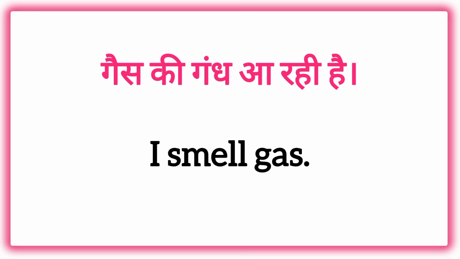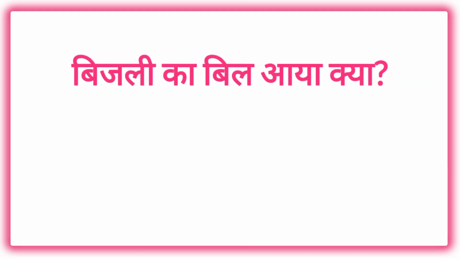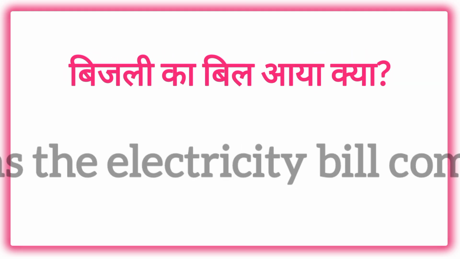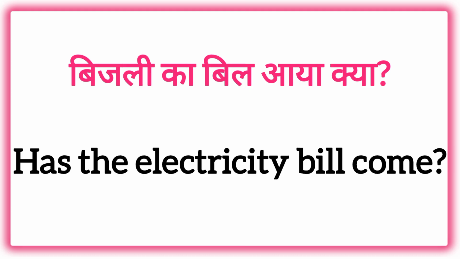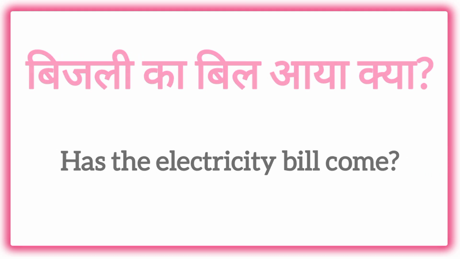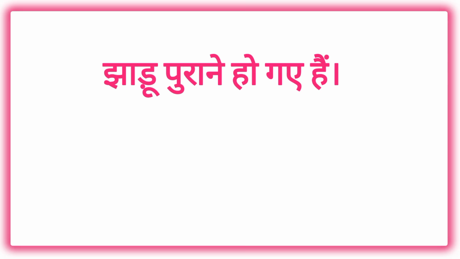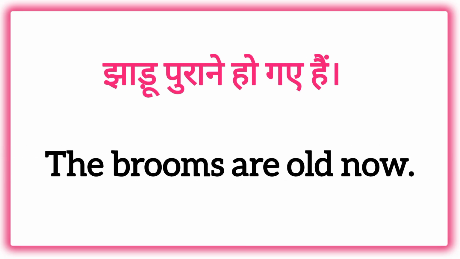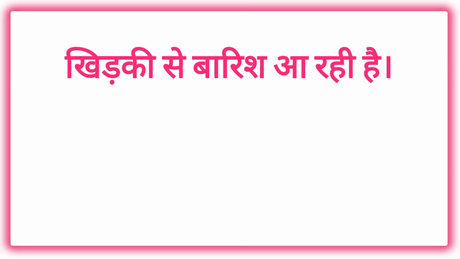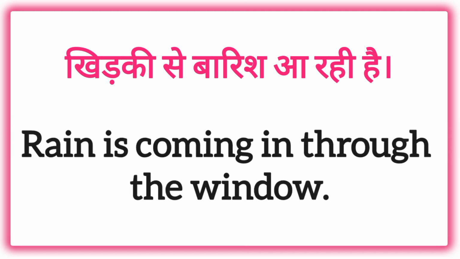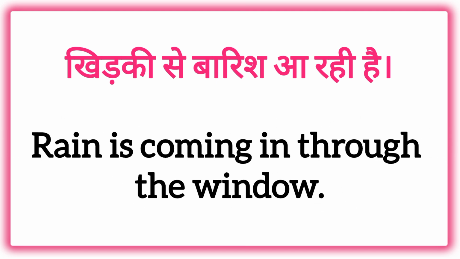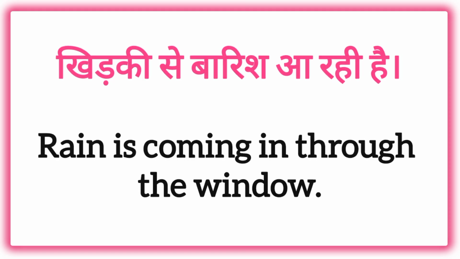बिजली का बिल आया क्या? Has the electricity bill come? झाड़ू पुराने हो गए हैं। The brooms are old now. खिड़की से बारिश आ रही है। Rain is coming in through the window.